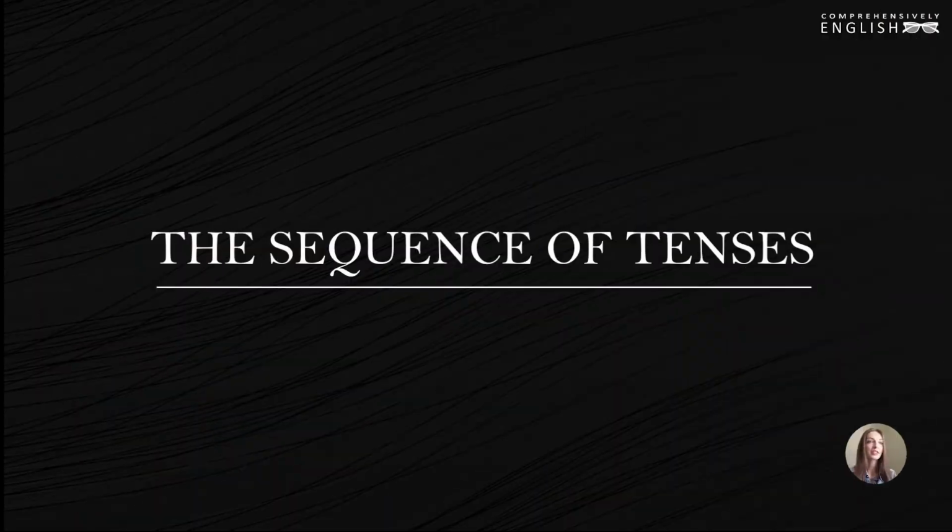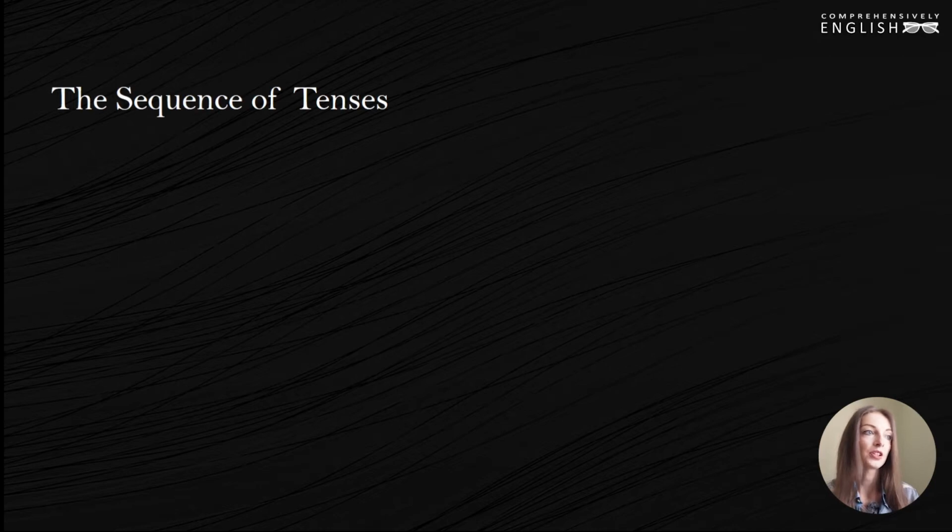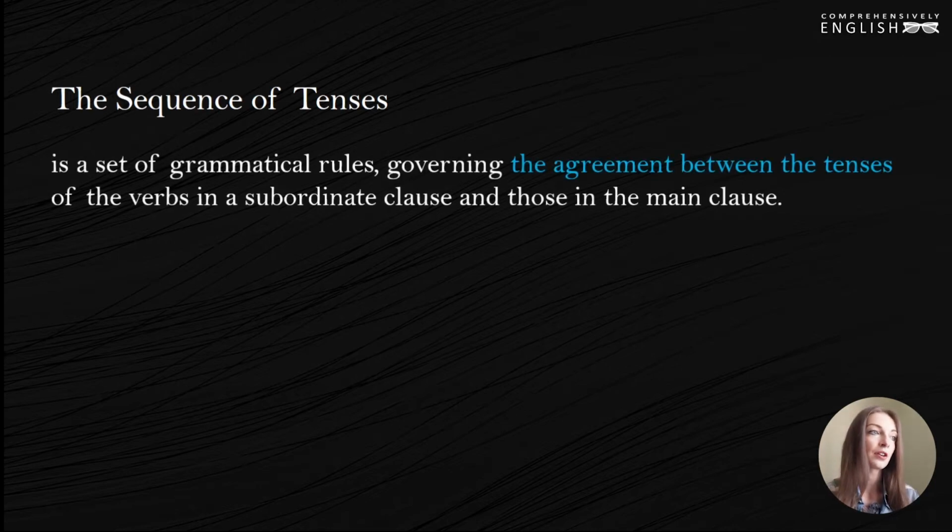To begin with, let's define what the sequence of tenses is. The sequence of tenses is a set of grammatical rules governing the agreement between the tenses of the verbs in the subordinate clause and those in the main clause. Before we continue, let's discuss what a clause is. Every sentence consists of clauses, and every clause has a subject and a predicate.